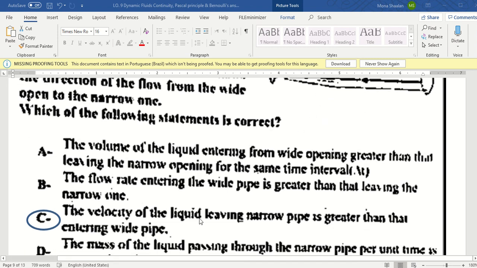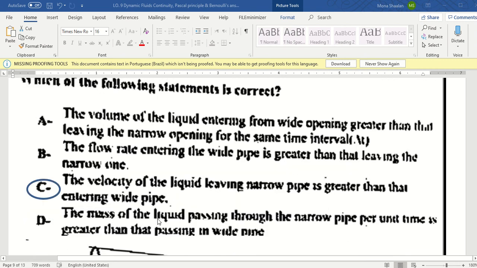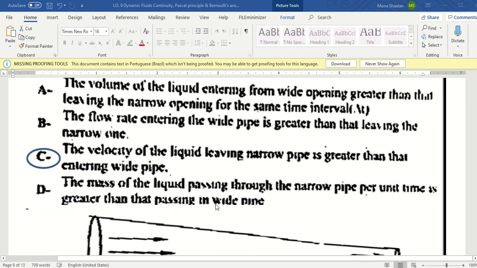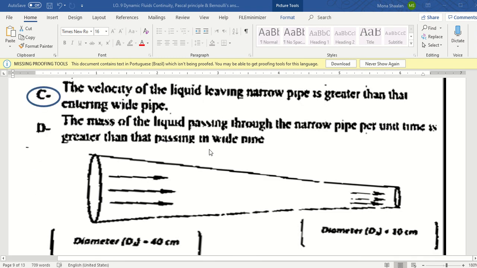The velocity of fluid leaving the narrow pipe here is greater than at this wide end. Of course, this is correct, as there is an inverse relation between the cross-section area and the speed. The last one: the mass of the liquid passing through the narrow pipe per unit time is greater. This is also not correct, as the mass flow rate is a constant.